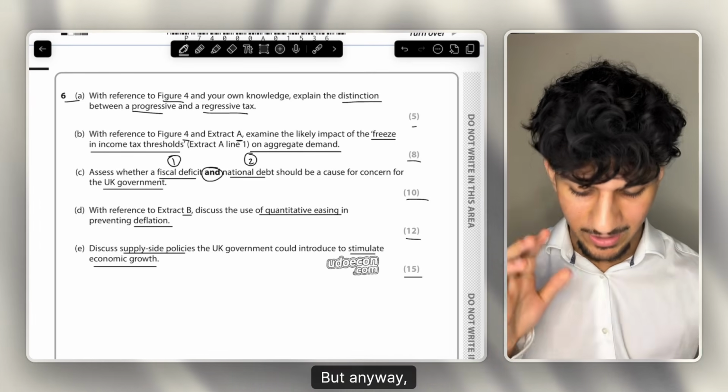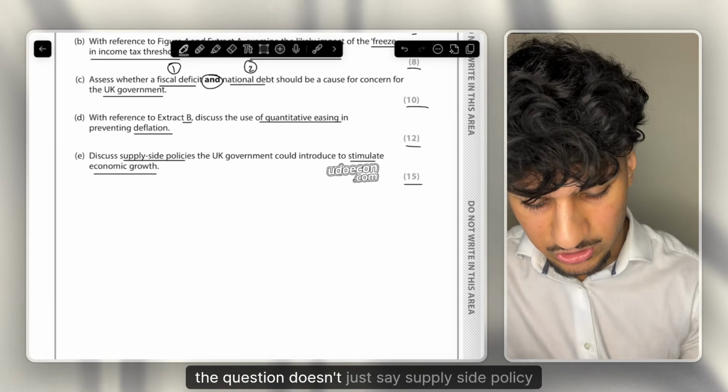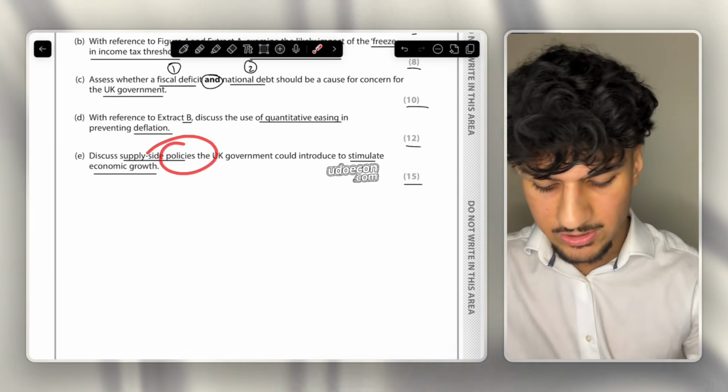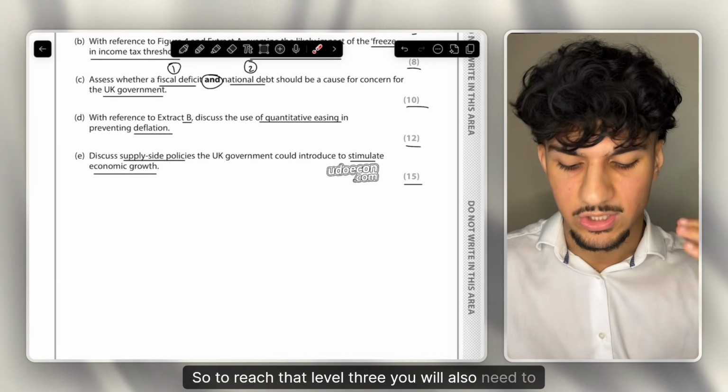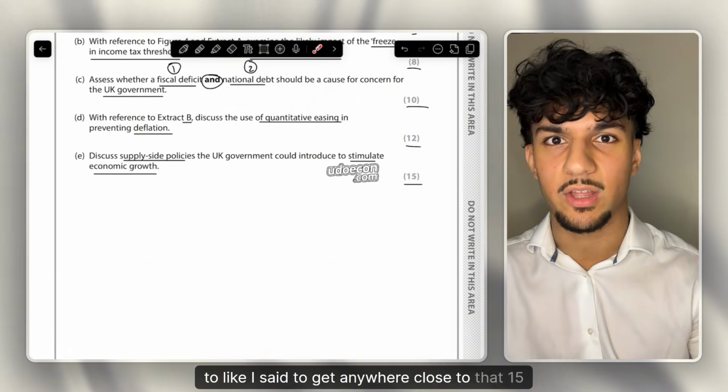You need to practice them. But anyway, let's actually get on with the question. First things first, the question doesn't just say supply side policy, it says policies. So to reach that level 3, you will also need to reference 2 different policies, like I said, to get anywhere close to that 15 marks.